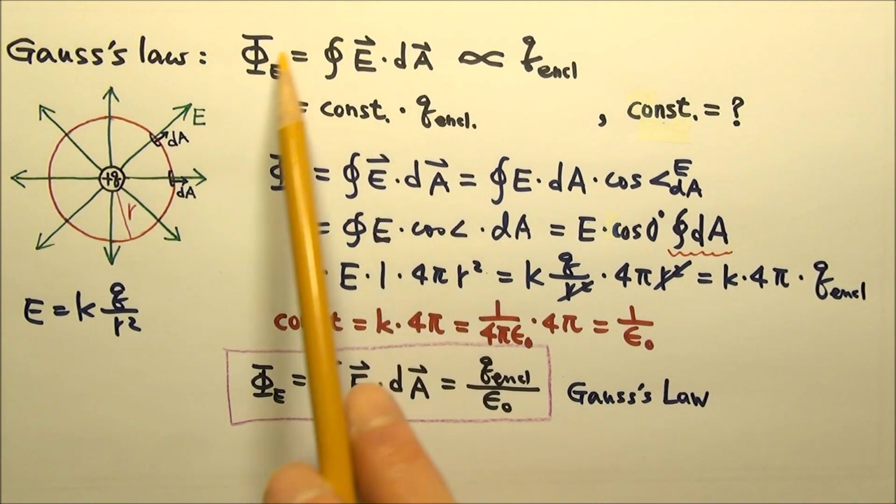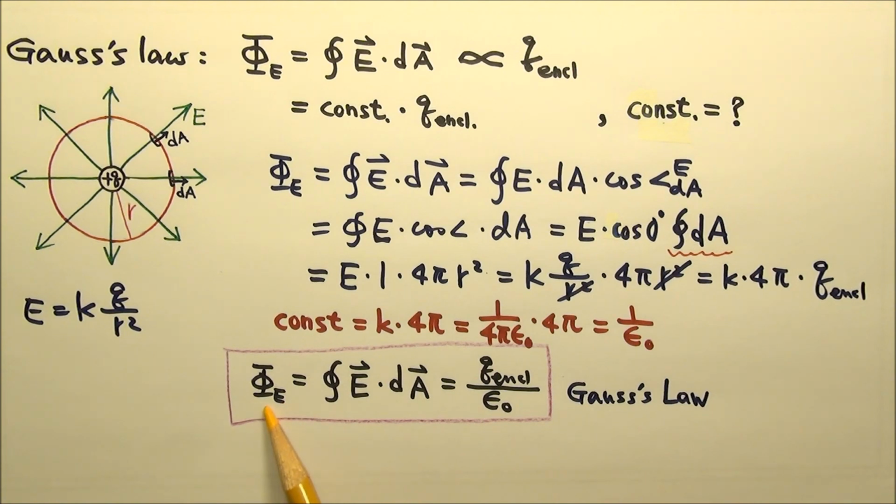So we can put this together. The flux through a closed Gaussian surface equals the enclosed charge divided by epsilon naught. And this is Gauss's law. In the next few lessons, we will learn how to use Gauss's law.